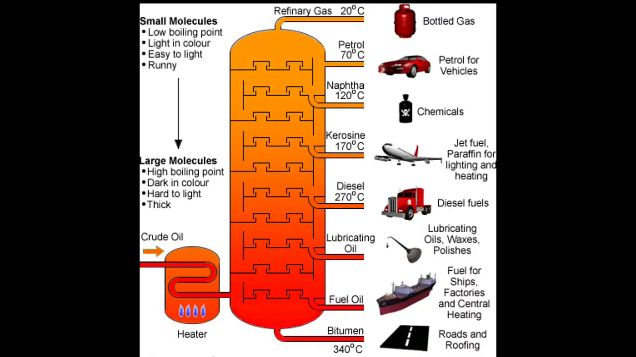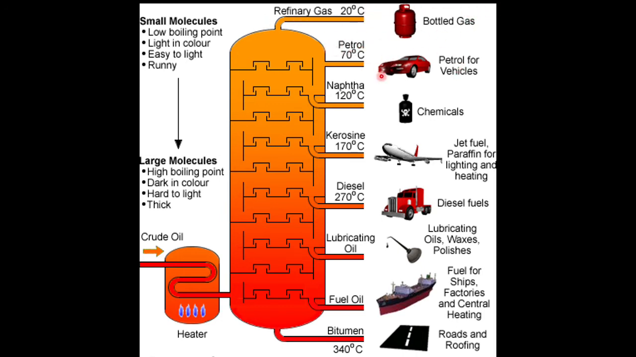Okay, the last thing on the sheet is this fractionating tower, which is how fractional distillation is done in industry. This is a huge tower. The crude oil is pumped in and it's heated, much like we've seen. It's hot at the bottom, it's cold at the top. So there is a temperature gradient here. There are small molecules at the top, large molecules at the bottom. You've got refinery gas that comes off at the top, that's bottled gas.